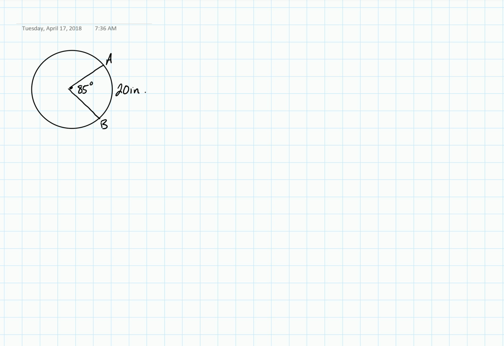So in this situation, we're given the central angle is 85, which means this arc right here is 85 degrees, and we're also told that it's 20 inches. So we're given the arc measure and the arc length, and they're asking us for the circumference of the circle. And so we're going to do this by setting up proportions.